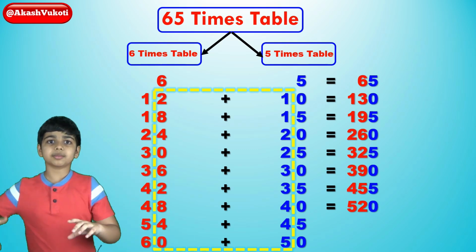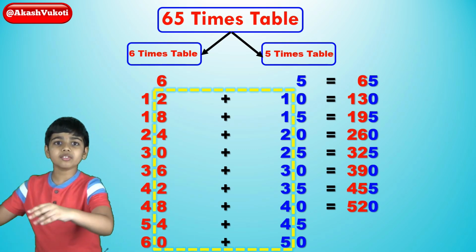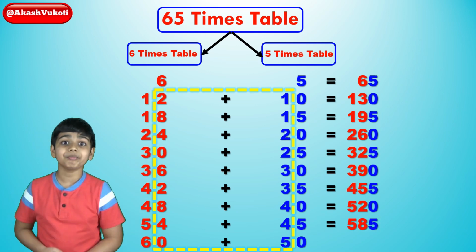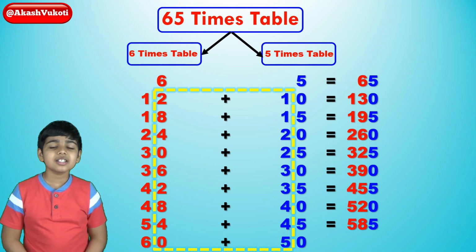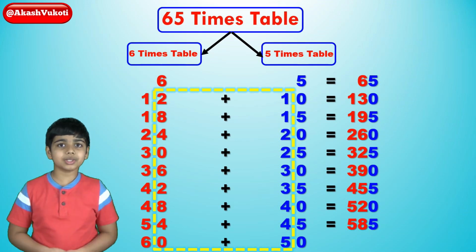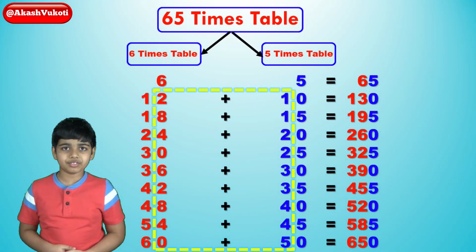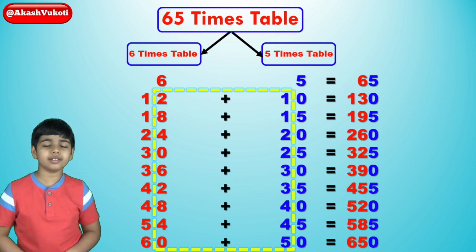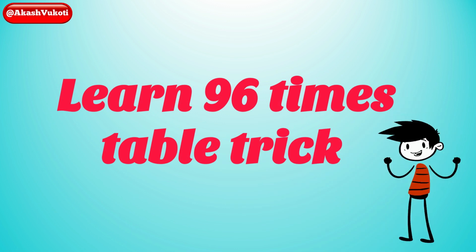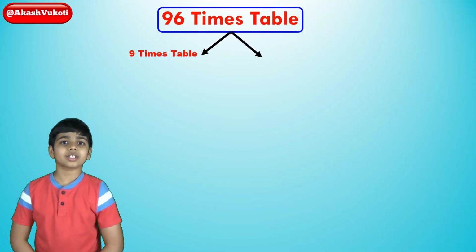Now, 65 times 9 becomes 54, 45. That's 585, which is a palindromic number. And finally, 65 times 10 is 60, 50, so we get 650. Now, let's try one last one. Say 96. Now, let's take a look at our tables.